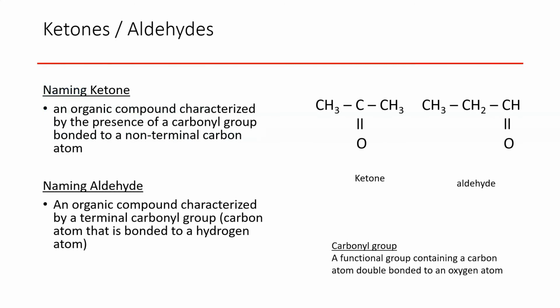Our next group is a carbonyl group, and a carbonyl group is just a carbon double bonded to an oxygen, and it can be located either at the end of the chain or in the middle of the chain. If it's in the middle of the chain, it's a ketone, and if it's at the end of the chain, it's an aldehyde. An aldehyde gets a higher priority than a ketone because it's at the end of the chain.